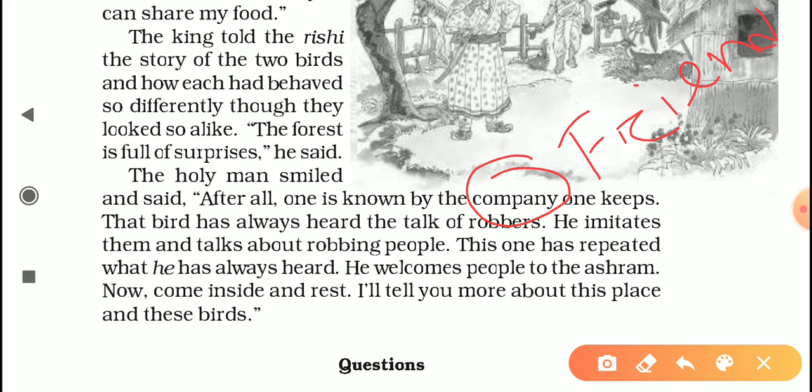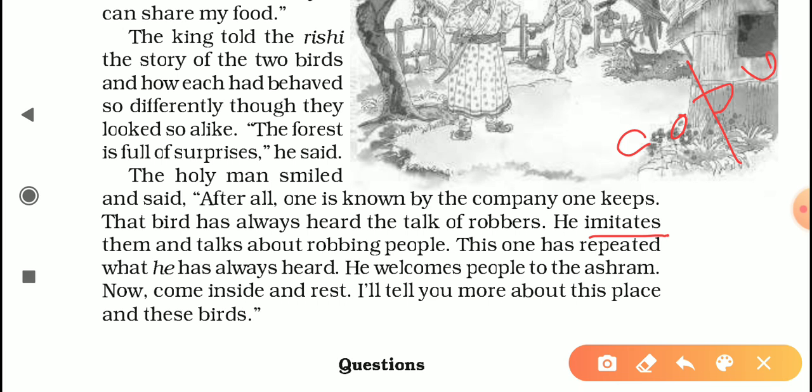That bird has always heard the talk of robbers. So the first bird, his friends, his companions are robbers. So he has learned from them. He imitates. Imitates means to repeat, nakal utarna. So if someone says something and you just copy them, it becomes imitating. Imitating means copying. Then he talks about robbing people. So the first bird always imitates, copies the robbers and talks about robbing people.